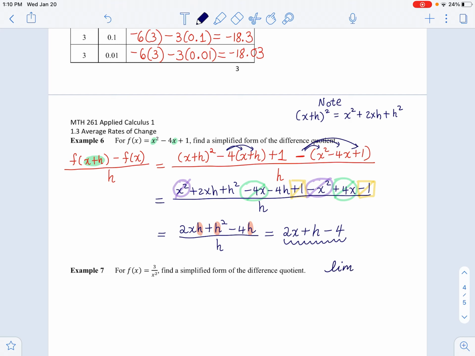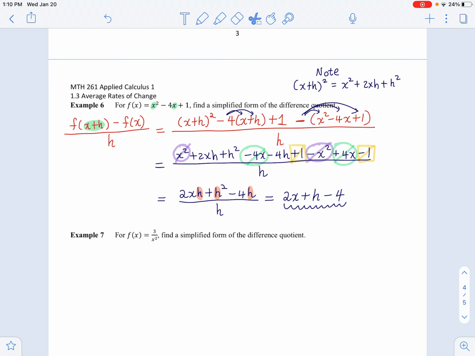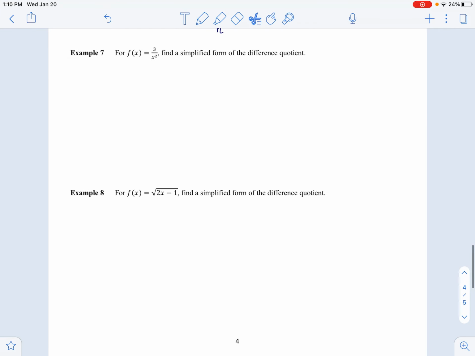Later, we're going to do the limit as h approaches 0 of this simplified difference quotient. And that is how we're going to find the derivative in section 1.4 next Tuesday. But you need to practice your simplifying difference quotient skills this week so that we can use that starting next week. Okay. All right. I'm going to stop this video and then I will come back and record examples 7 and 8 in a separate video.